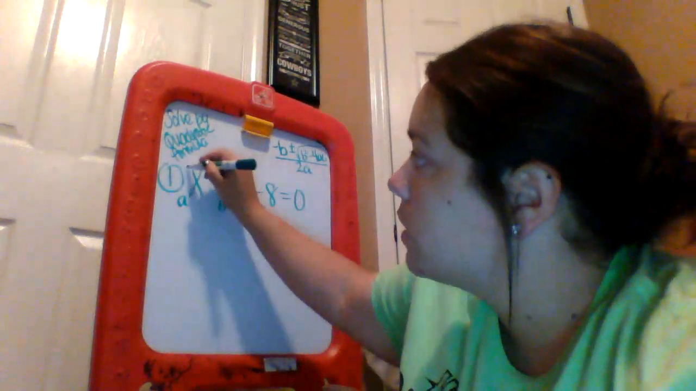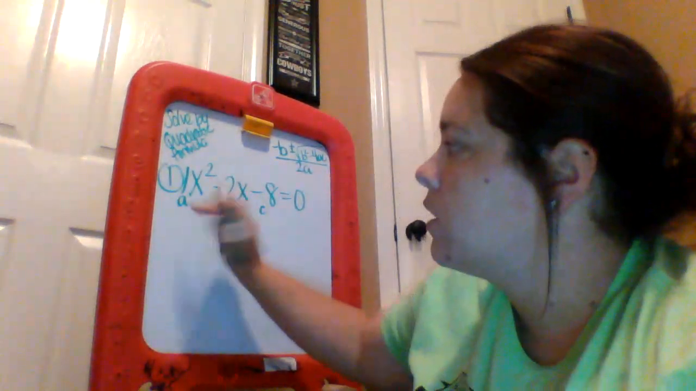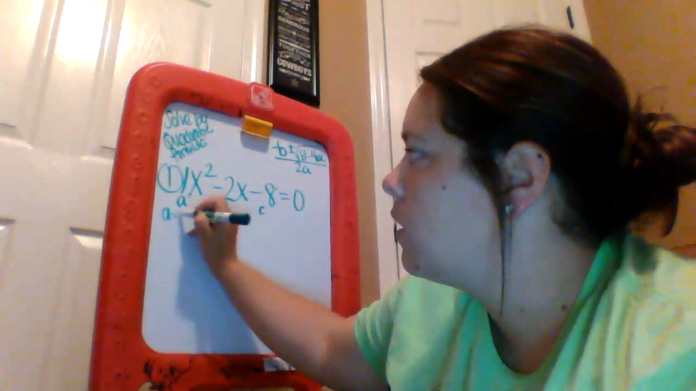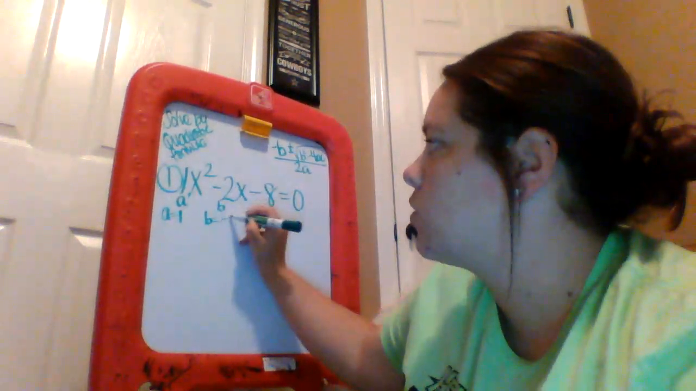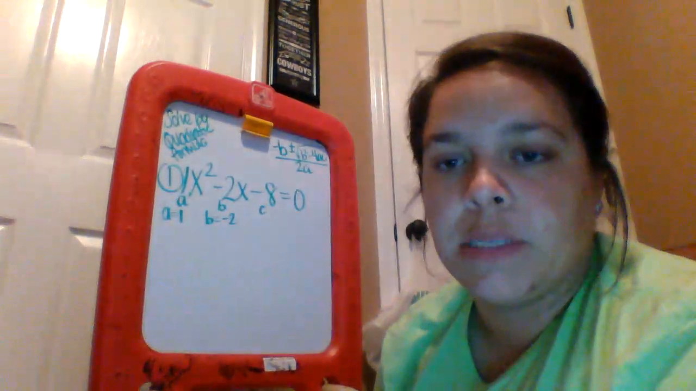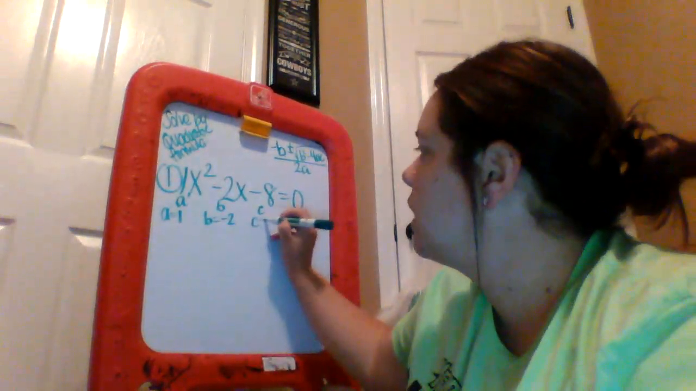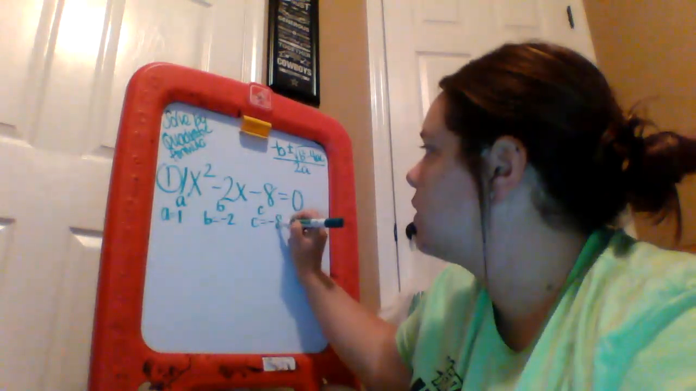So this right here, this is a 1x squared, so my A is going to be 1. My b is going to be -2, because remember the sign in front's the sign that it keeps. And then my c is going to be -8.